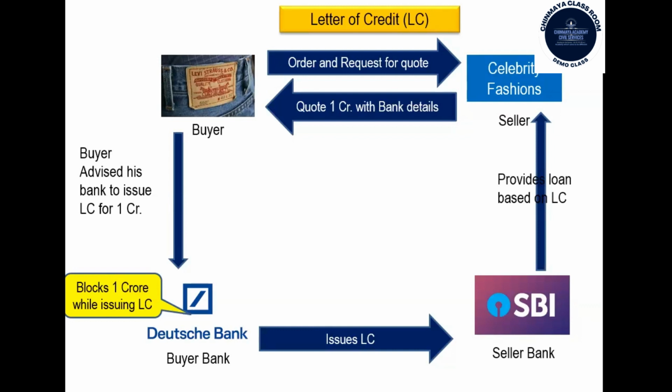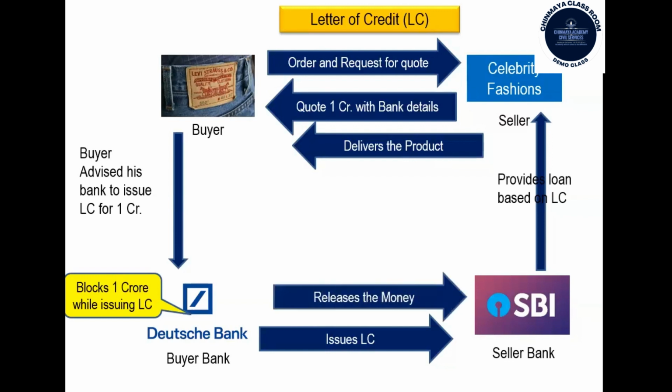The project is complete. Now, Celebrity Fashions will deliver the product to the buyer. The moment the container is cleared from the shores and customs clearance has been done, Deutsche Bank will release the cash to State Bank of India. Now, State Bank of India will calculate fabric cost, thread cost, salary amount, everything. It came around 60 lakhs. So, State Bank of India will take 60 lakhs with interest and credit the remaining money in Celebrity Fashions' account. So, the transaction is complete.